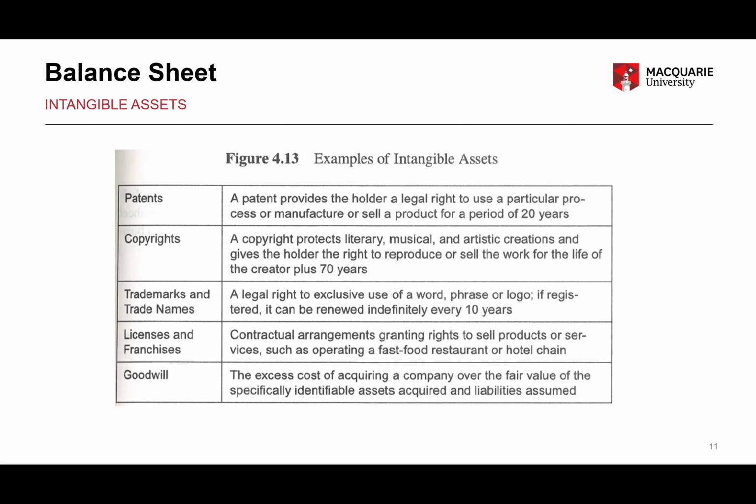But what you do need to understand about intangible assets is the concept, right? What they are and why we have them. And also, to know some examples of intangible assets. That's really all we're expecting you to know about those.